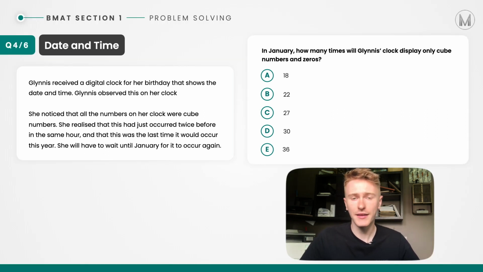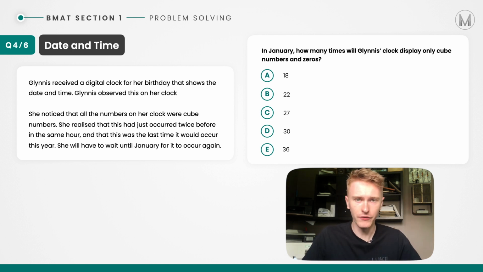So we're told that Glynis has this clock and she notices at one point in time that actually we're dealing with cube numbers and zeros, because Glynis is the most fun person you could happen to meet. Now she realizes that this won't happen again until January. And the question is, how many times in January will that occur? So let's work through it.